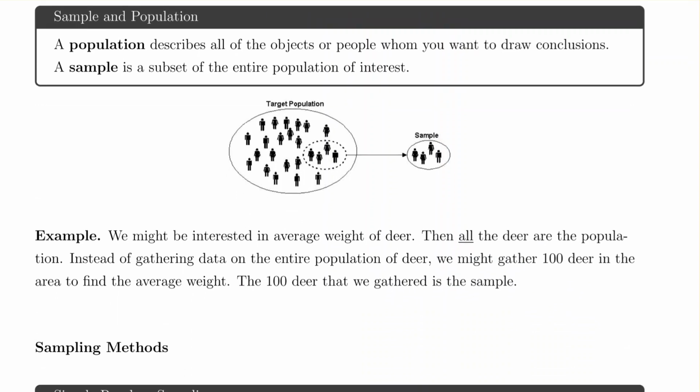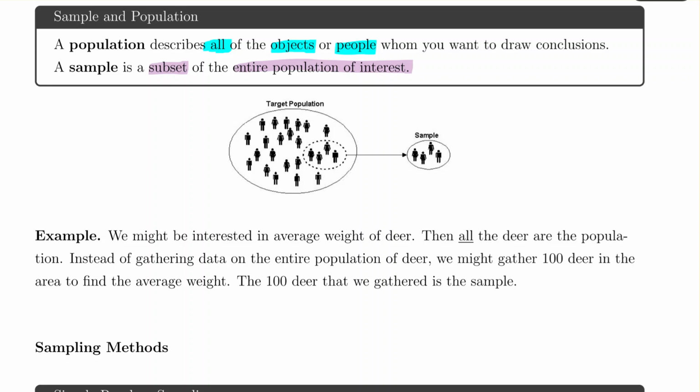Population describes all of the objects or people about whom you want to draw conclusions. So population is what we want to study. And sample is a subset of the entire population of interest. Oftentimes the population is large, so we cannot obtain the entire population. For example, if we want to study some aspects of people in the United States, we cannot survey every single individual in the United States. Therefore, we're going to select a sample to represent that population.